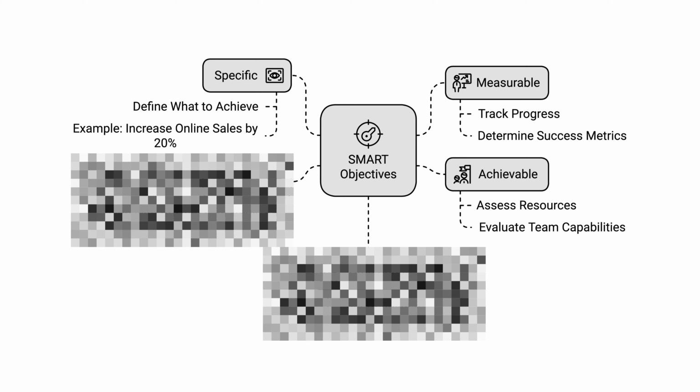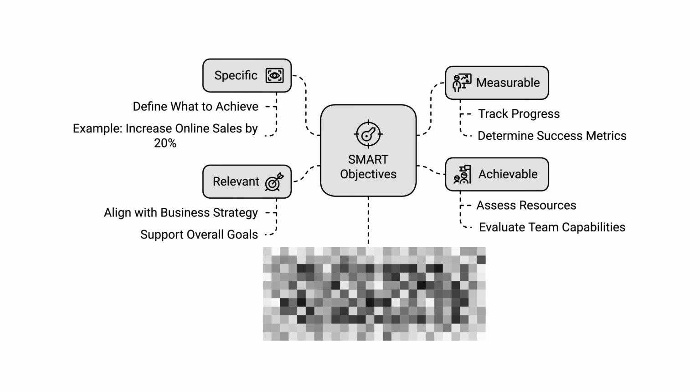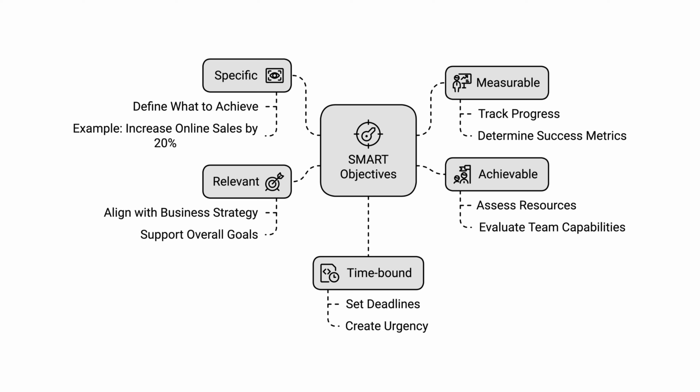What metrics will you use to determine success? Achievable. Set realistic goals based on available resources. Ensure your team has the capabilities and tools to meet the objectives. Relevant. Align your objectives with your broader business goals. How does achieving this objective help your overall strategy? Time-bound. Set a deadline for achieving your objectives. This helps create urgency and keeps your team accountable.